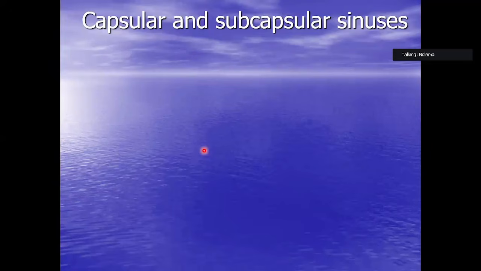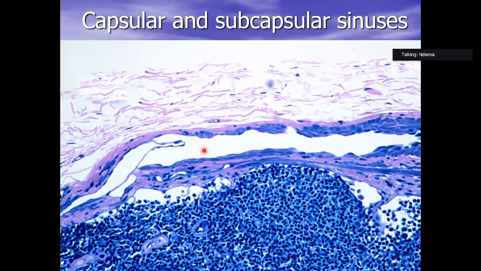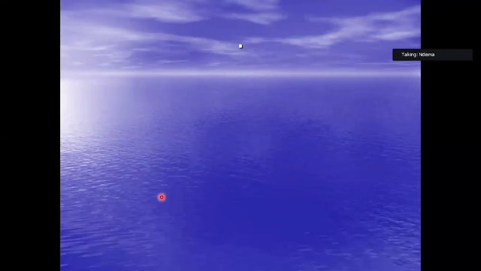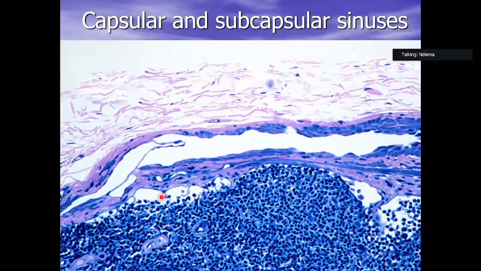This is a capsule with a capsular sinus. We have subcapsular sinuses. Remember that all the lymphatic vessels have valves. And then from the subcapsular, we have the trabecular sinuses. So that is about a lymph node. The other secondary lymphatic nodules are the tonsils.